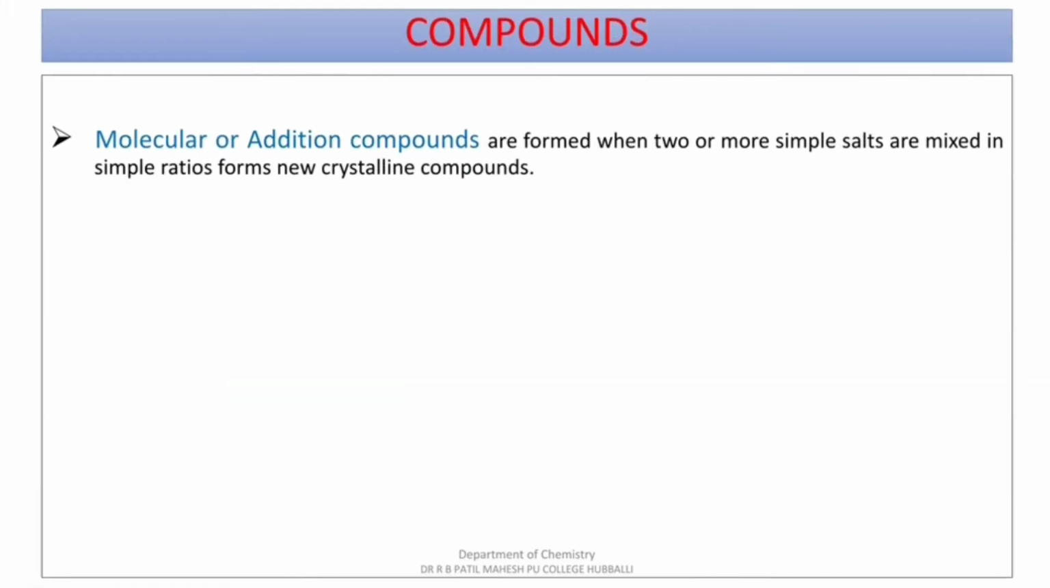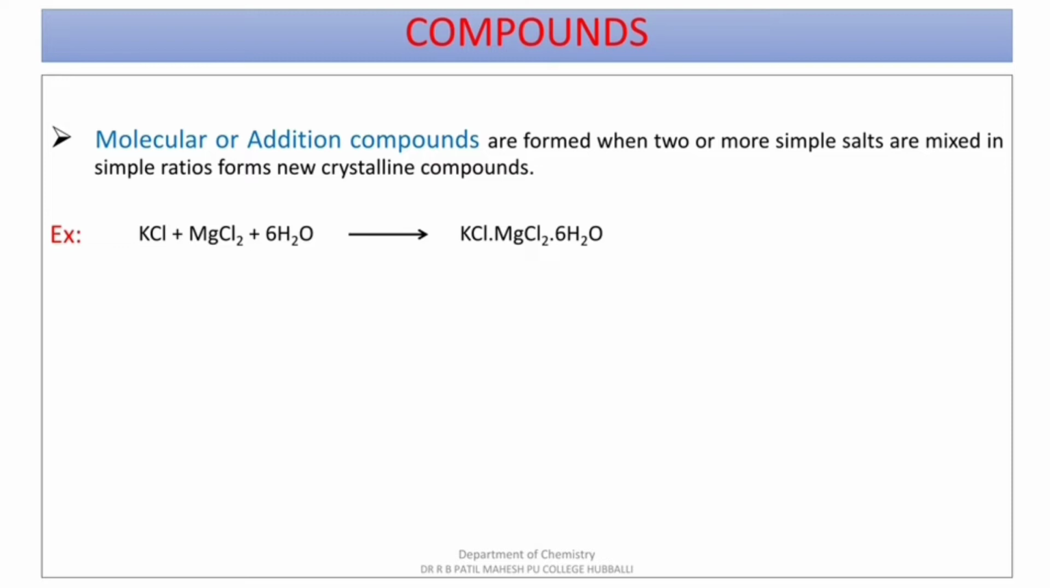Moving to molecular or addition compounds. These are formed when two or more simple salts are mixed in a simple ratio, forming a new crystalline compound. That means two simple salts combine to form one molecular or addition compound.